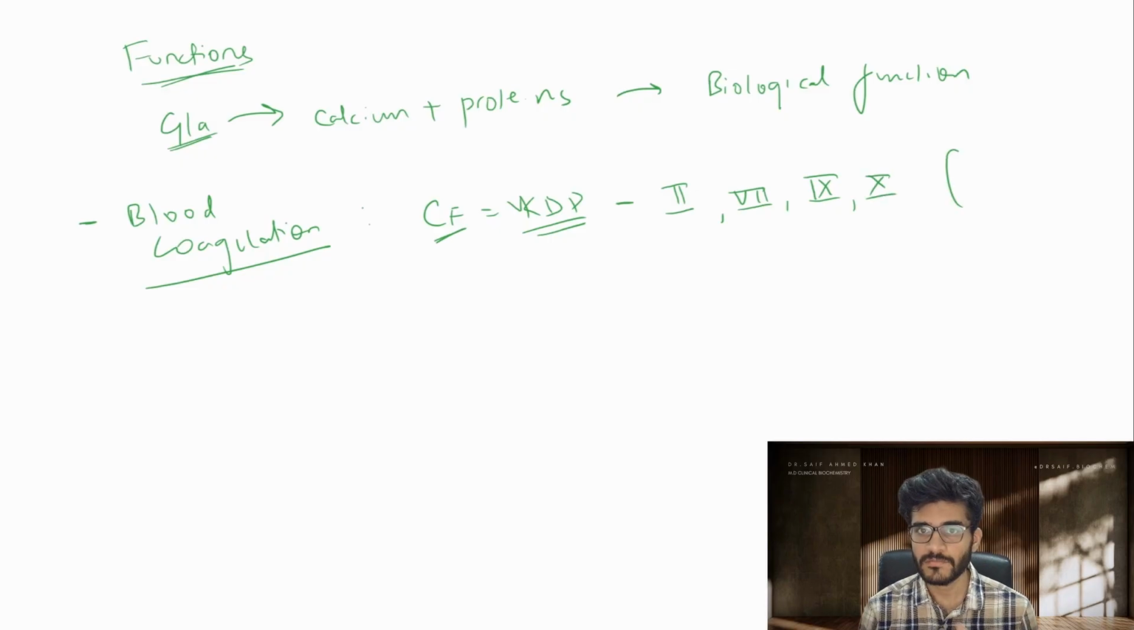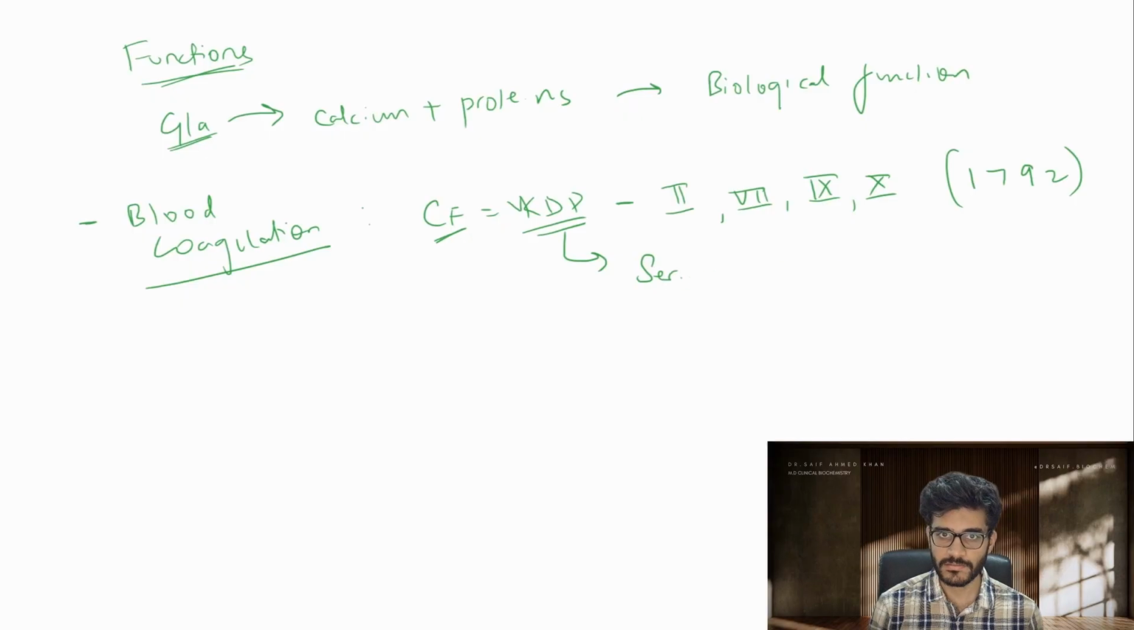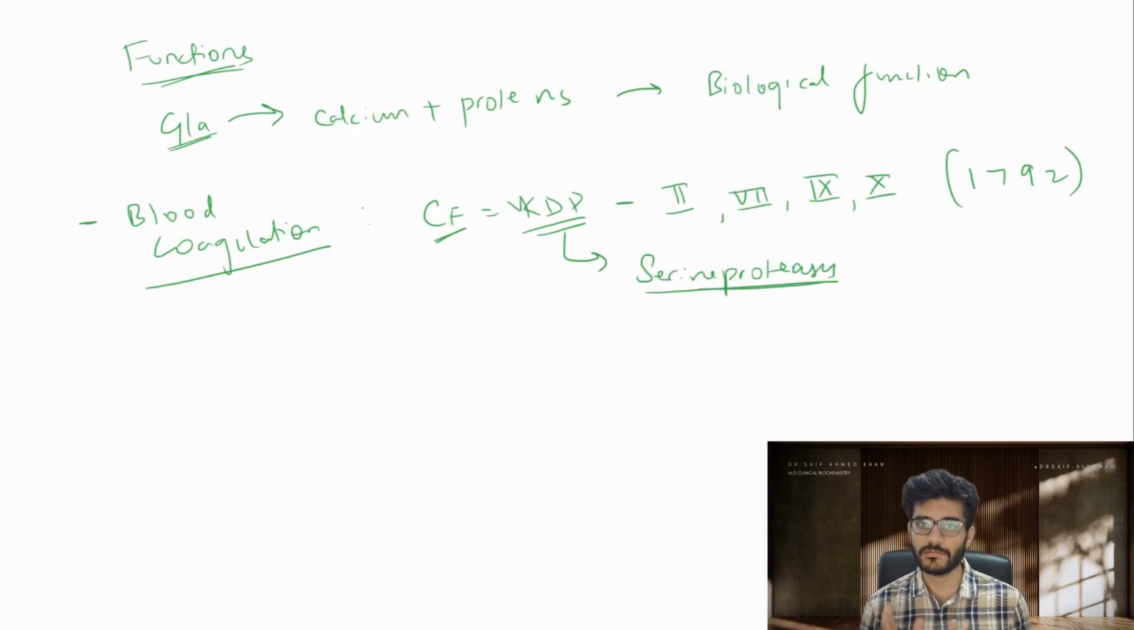Okay, a mnemonic for remembering this is 1792. So you can imagine this one to be 10, and this is 7, and then there is 9, and then there's 2. So you can remember it as a date, 1792. All these are serine proteases, and they are essential for stable clot formation.